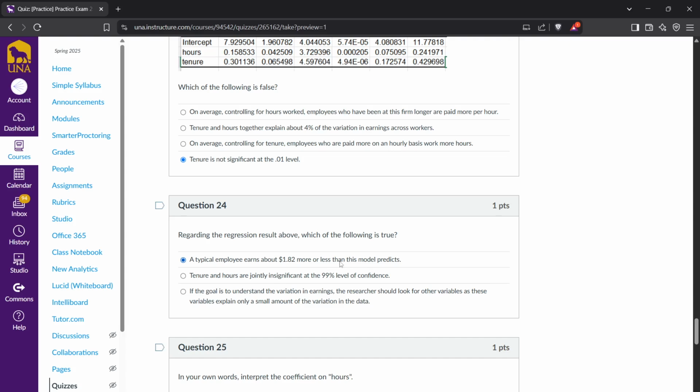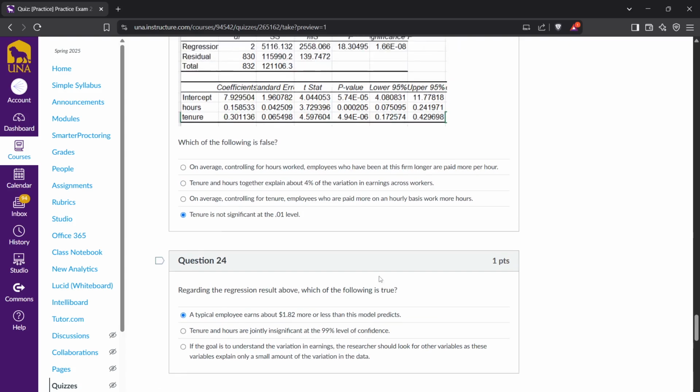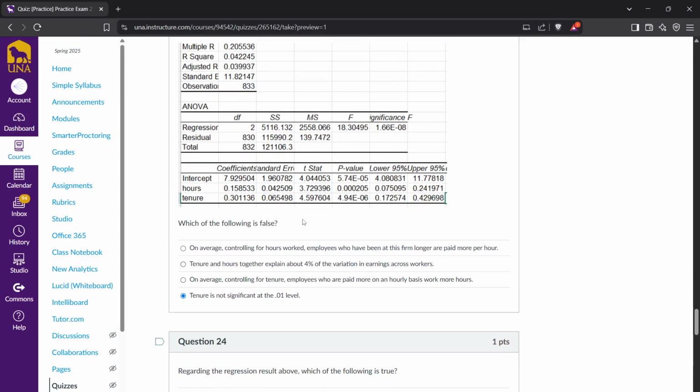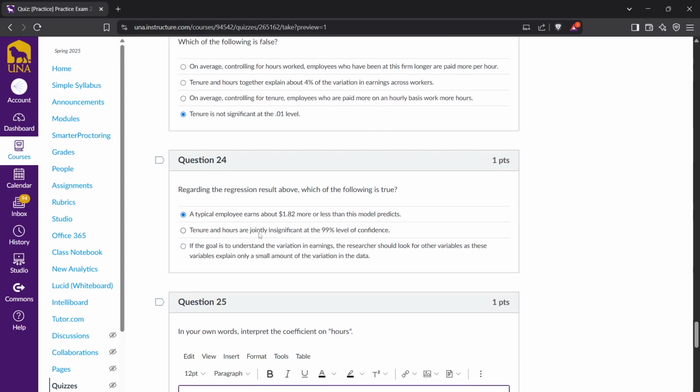That is actually false. How about "tenure and hours are jointly insignificant at the 99% level of confidence"? Well, I've got a p-value here that says tenure and hours are jointly very, very significant, because this is 1.66 times 10 to the minus 8. That's a number so small, I'm not going to bother assigning a level of significance to it. They're very significant. So this one is false.